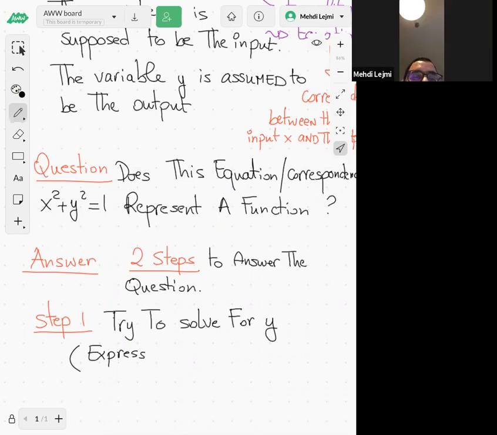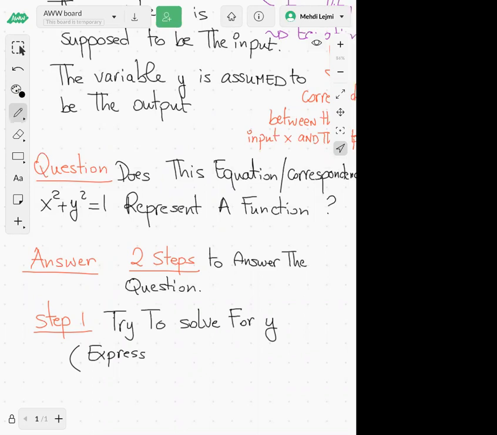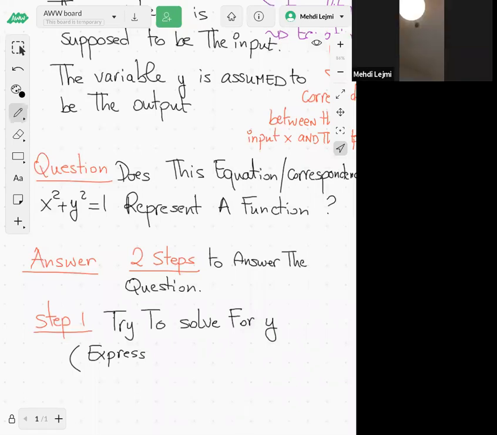Excuse me, Rabiul? Y squared is equal to 1 minus x squared. Yeah, I'm gonna do that in a minute. Yes, so express y in terms of x.